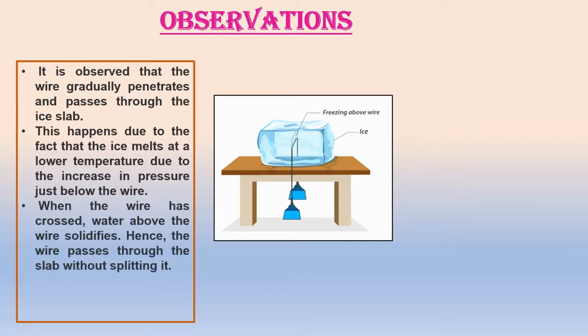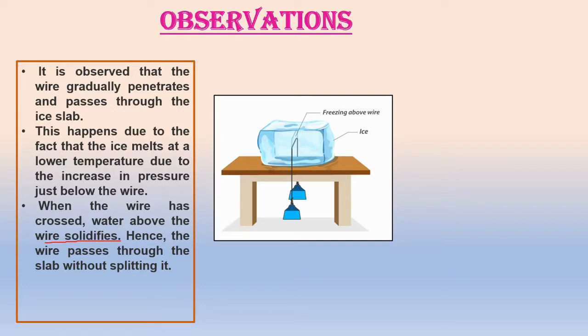When the wire has crossed, the water above the wire solidifies. See, now when the wire is crossing, just below the metal wire the ice slab has melted, and that is why it is going inside. So when it has crossed that position, the water above the metal wire which was first melted will now solidify. And hence the wire passes through the slab without splitting it, and that is why the metal wire is able to penetrate through the ice slab completely without breaking it.